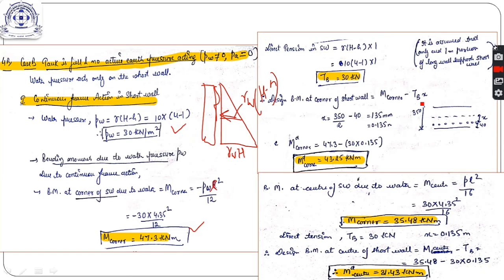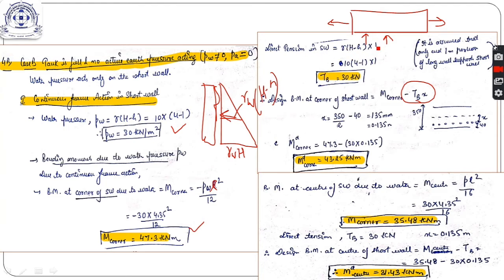Now we repeat the same thing which I explained to you earlier. This is the short wall and the water pressure is acting from inside, so the short walls will have direct tension, and due to this direct tension the moment will decrease by an amount of T into x. We were ignoring it in case A because there was compression, so there was no reduction of moments. So we are now doing this. Direct tension in the short wall will be gamma w into H minus h into 1.